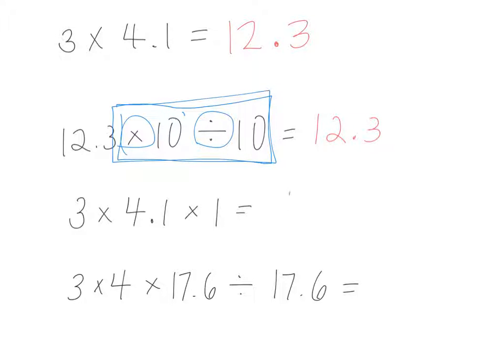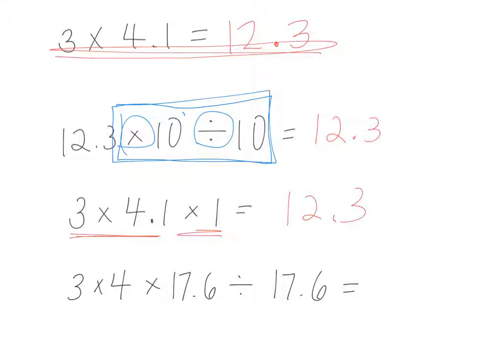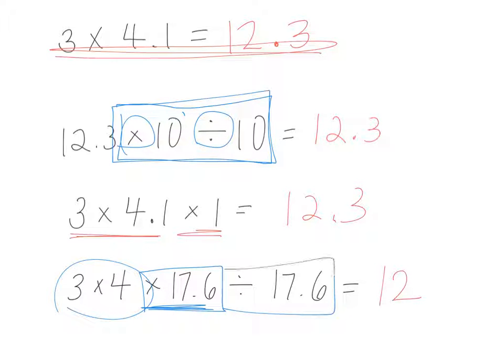Okay, so along those same lines, what's 3 times 4.1 times 1? Still 12.3. Because I can take my math fact from up here, which is 3 times 4.1 equals 12.3, which is this part. When I multiply something by 1, does it change it at all? No. How about this complicated problem? 3 times 4 times 17.6 divided by 17.6. And we know that's 12 because we know this basic math fact, 3 times 4. And then we can see that I'm multiplying by the same factor that I'm dividing by. So that cancels each other out. Do you guys see that?